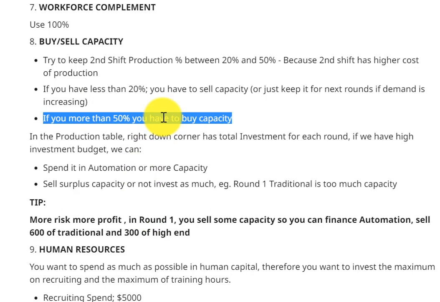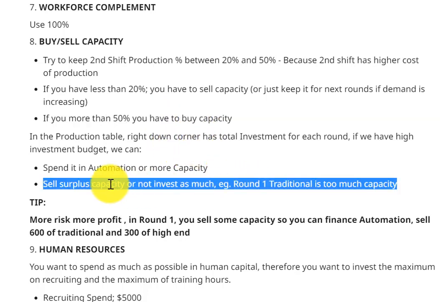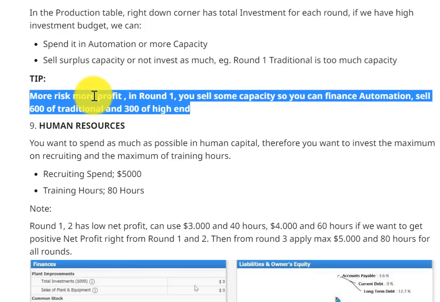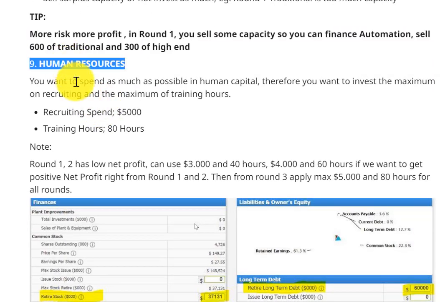For example, in the video of round 1, I say that we can sell the surplus capacity of traditional. 1,800 is too much, we can sell about 600. Or high-end 900 is too much, we can sell 300. And use that money to invest in low-end and the new low-end product in round 1 and round 2. So the tip here, a little bit risky, I say it again, you can sell capacity and finance automation right in round 1, because in round 1 we are limited in investment.